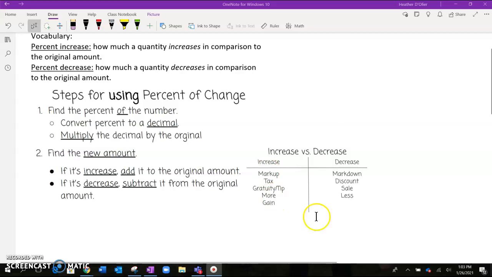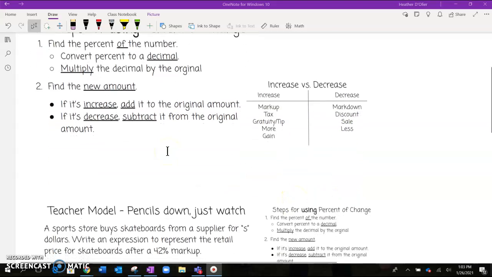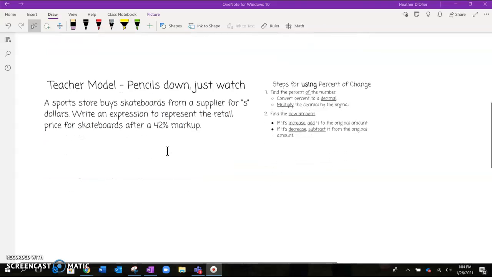And we have our words that help us decide if it's an increase or a decrease. Increases are markup, tax, gratuity, and tip. More, gain. Decreases can be markdown, discount, sale, less. Remember, that's not all of them. It's just a short list. So I've got an example for us right here.